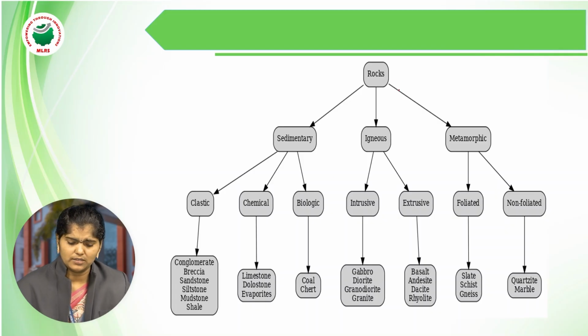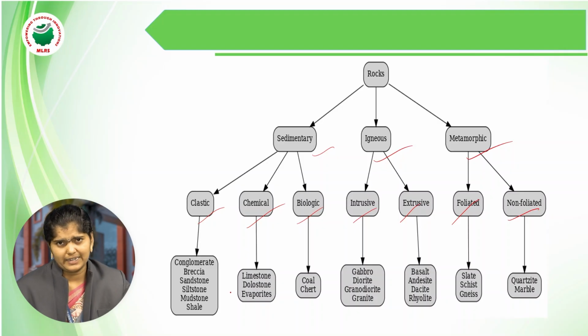First, rocks are classified into 3 types: sedimentary, igneous, and metamorphic rocks. Sedimentary rocks are divided into clastic, chemical, and biologic; igneous into intrusive and extrusive; and metamorphic into foliated and non-foliated. Here each is again divided into 3 types. Okay, now these are the rocks.